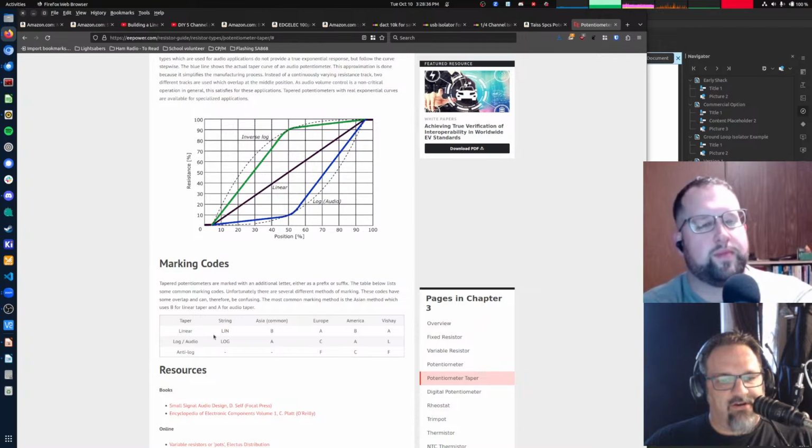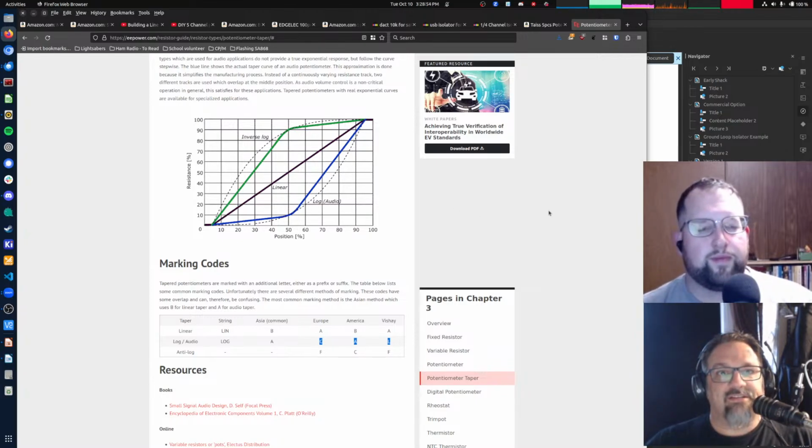So linear is B, which is common. Log or audio is A, which is common. You'll notice that there is no place that calls B an analog taper or an audio taper. So I really think what you have is a linear taper.